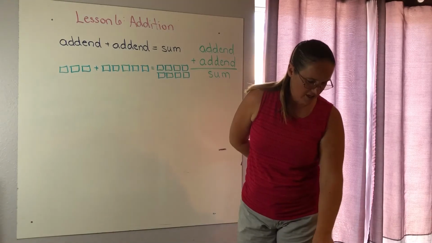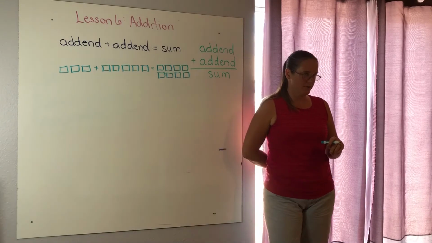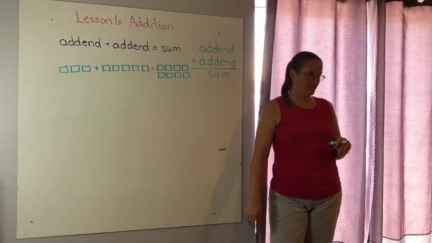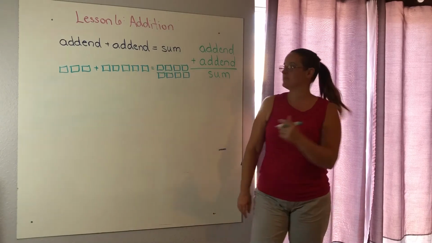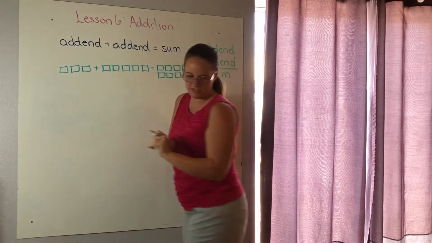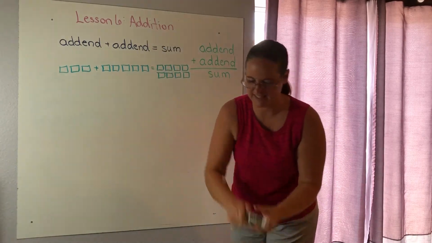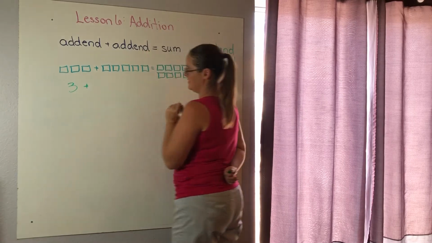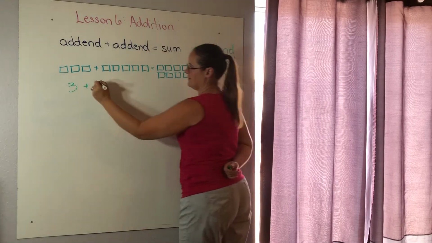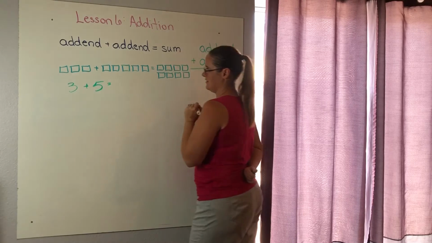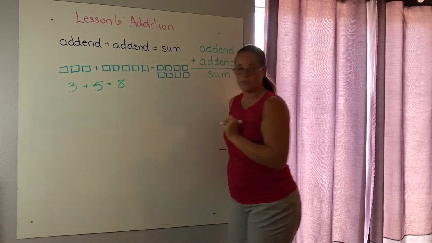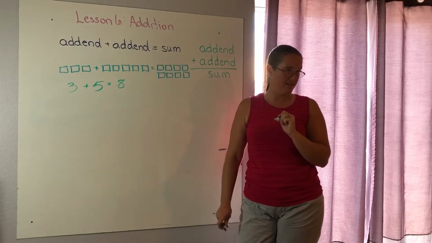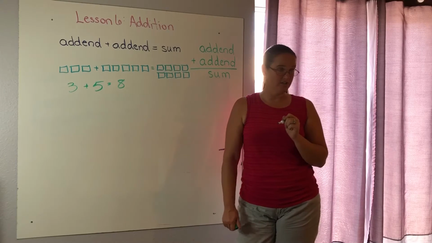And the directions say use words and numbers to show this. So, Riker's telling me, let me do a different color, just so it stands out. 3 plus 5 equals 8. Okay, there's with numbers. Am I done? No, it told me words too.